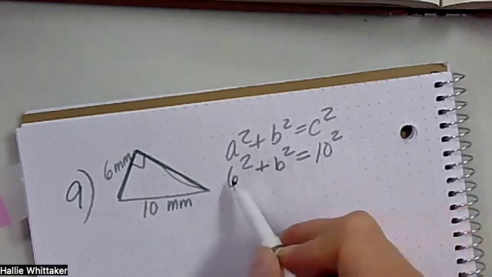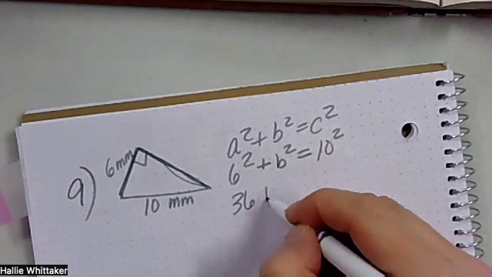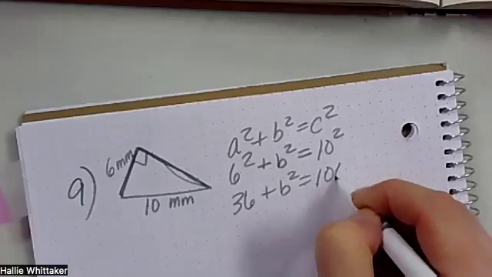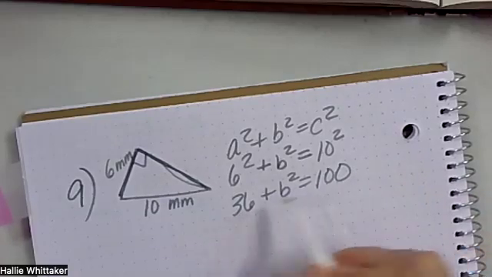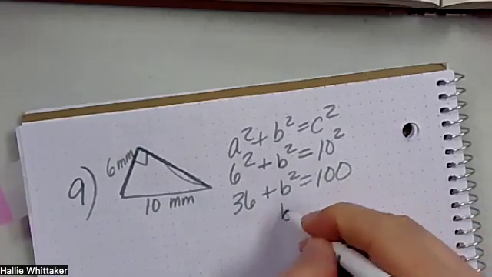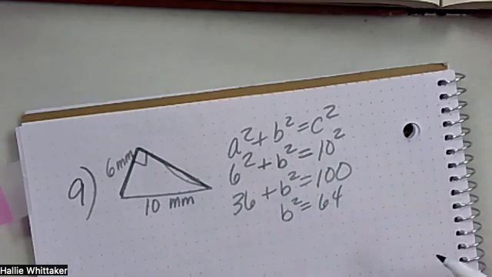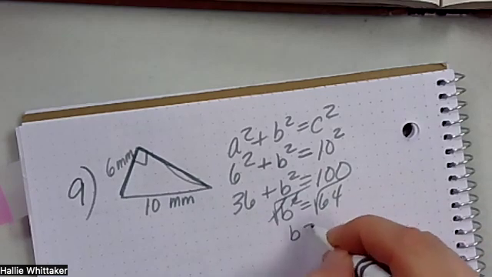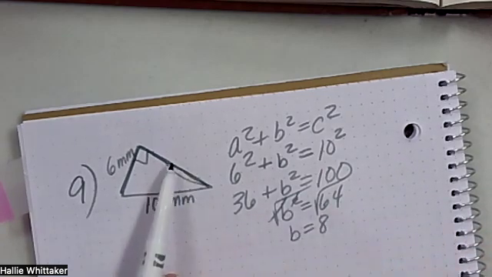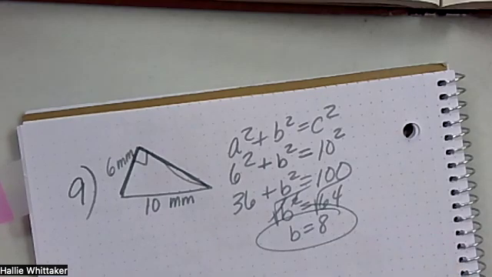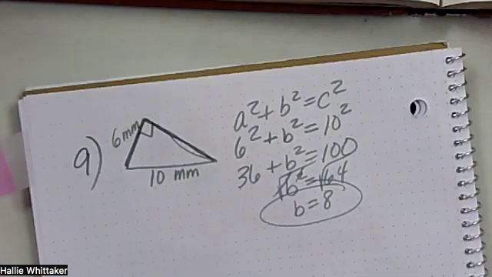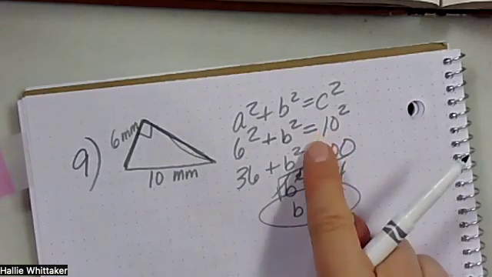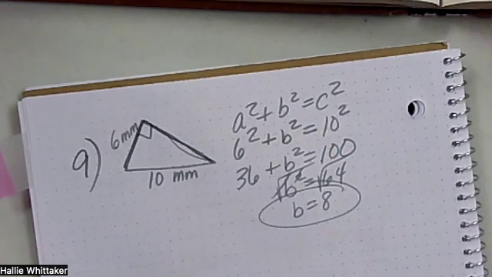So when you substitute those in, you should get 36 plus b squared equals 100. Subtract 36 on both sides. You get b squared equals 64. Square root both sides to get rid of the squared. And if you got that other leg is 8, you are correct. Now you can do your perimeter. Don't forget the Pythagorean theorem. So much of this stuff just keeps coming back.